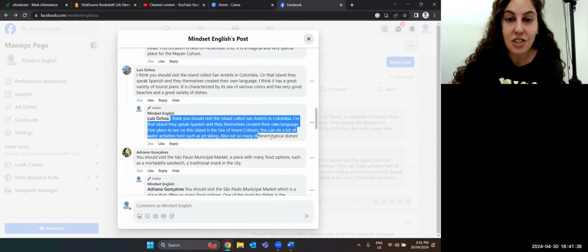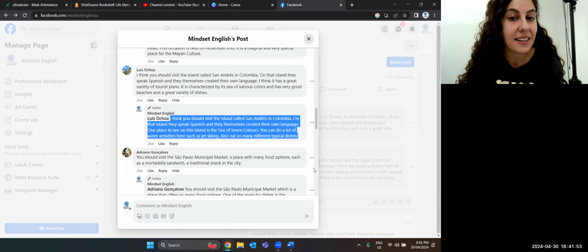Lewis, I think you should visit the island called San Andres in Colombia. On that island, they speak Spanish and they themselves created their own language. One place to see on this island is the Sea of 7 Colors. You can do a lot of water activities here, such as jet skiing. Also eat so many different typical dishes.